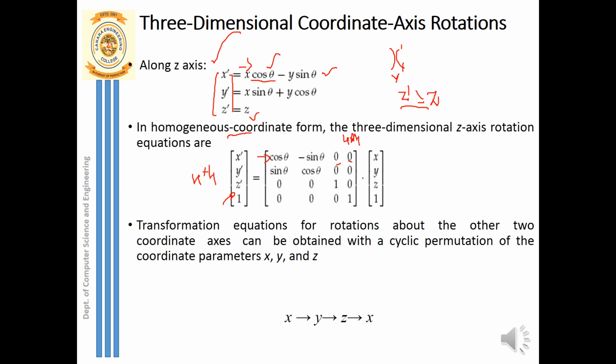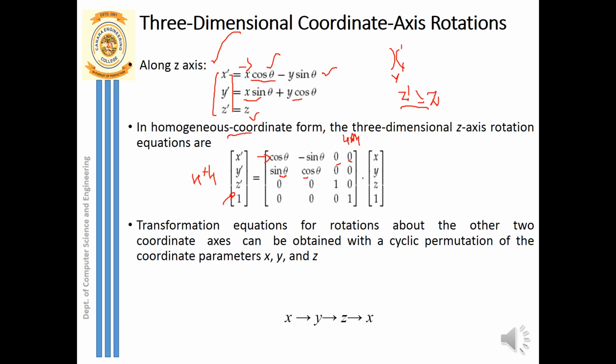Now you can go for the second equation. What is the second equation saying? x sin theta, so the component of x is sin theta, plus y cos theta, so the component of y is cos theta. The z value is 0, and the fourth element is also 0. Now the last equation, z dash is equal to z. Here the x value is not there, the y value also is not there, only the z value. So you can directly write 0, 0, and the z component is 1, and the fourth element is 0.